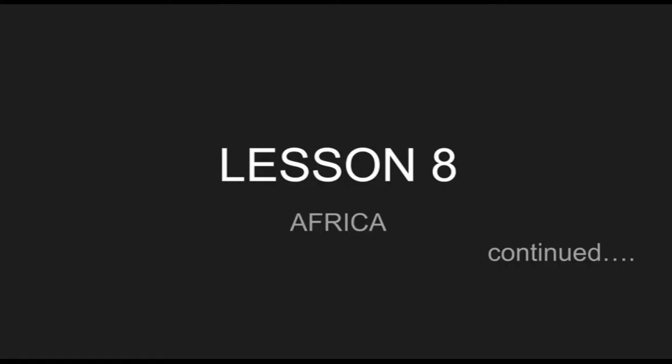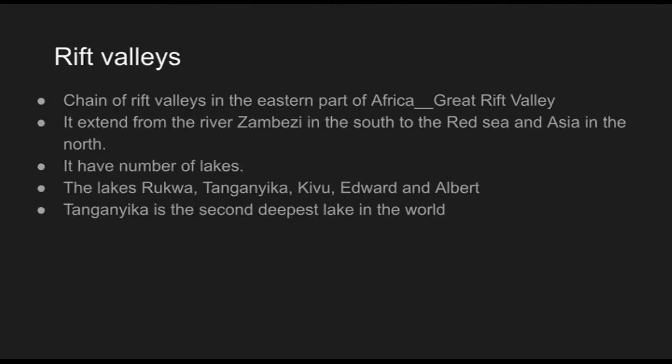Okay, shall we start? In lesson 8 Africa, we have to study the rest of the physical features of Africa. We already completed 2. The next one is rift valleys. We can see a chain of rift valleys in the eastern part of Africa. That chain of rift valleys is together known as the Great Rift Valley.